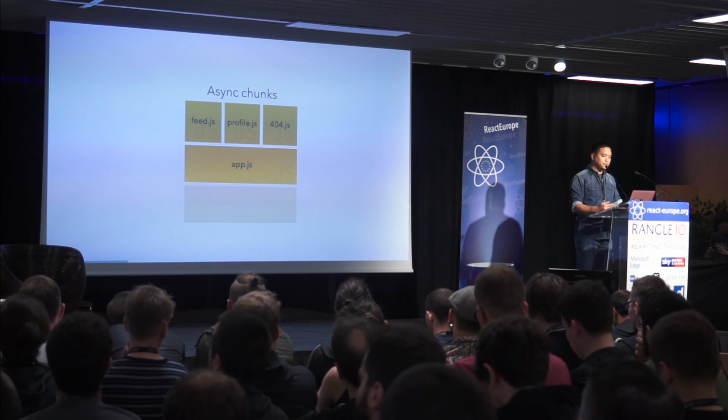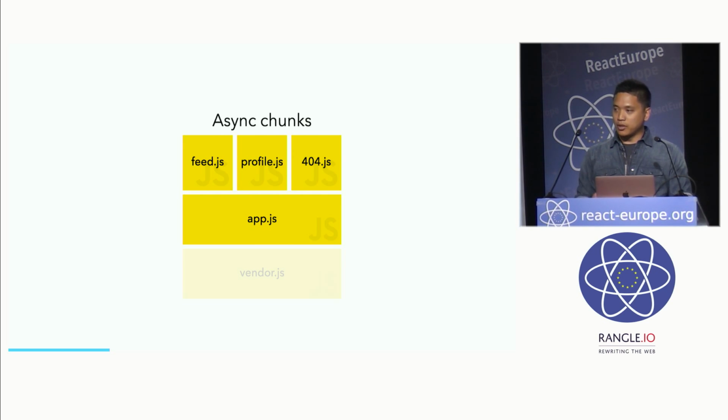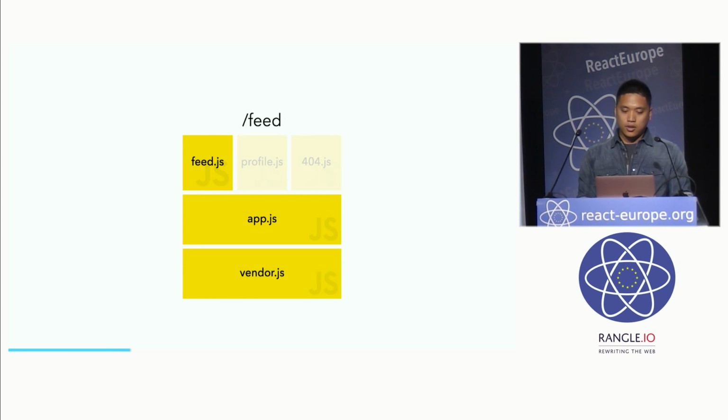Basically, you split your application code down into several other pieces of code. For example, if you want to visit your feed page, you load the parts that you need for the feed page asynchronously, and Webpack would handle this for you. This means it adds another script tag into your HTML. The same thing if you want to visit your profile page, for example. If you split on route level, you actually load the exact code that you need. Same thing for the 404 page.